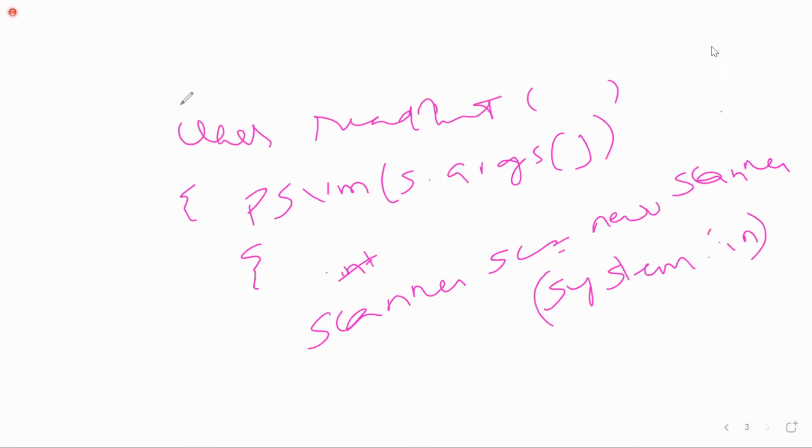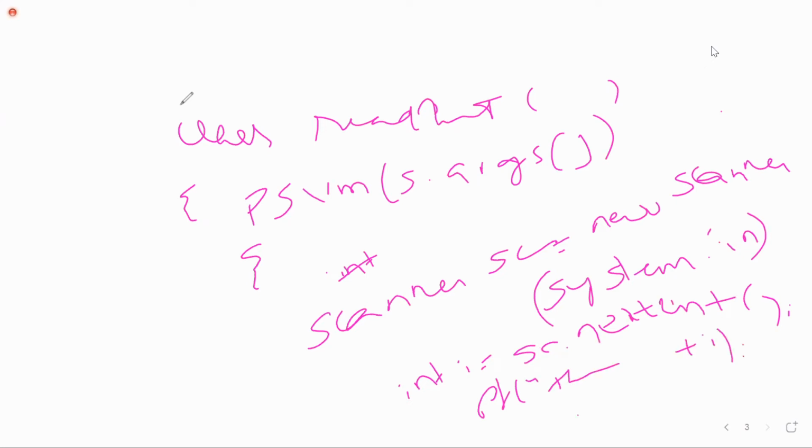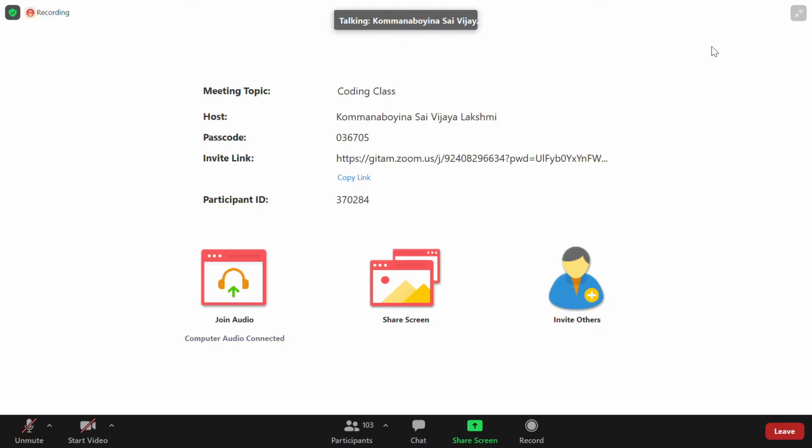Okay. Next, suppose you want to read an integer, int i equals sc dot. Whenever you are reading a string, use the nextLine function. Whenever you are reading a number, use nextInt. Okay. Next, printf the number is, plus i. Got it, ma'am, all of you? Okay, all of you got it. Say yes or no.